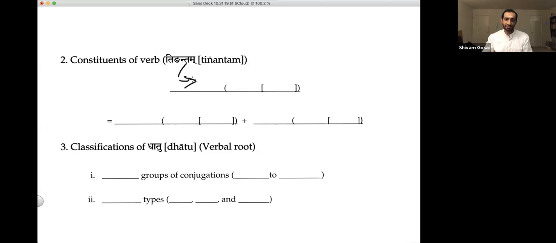You'll see classifications of Dhatu at the top of the page. That's what I'm going to be talking about today. So we're going a little bit backwards to move forwards.